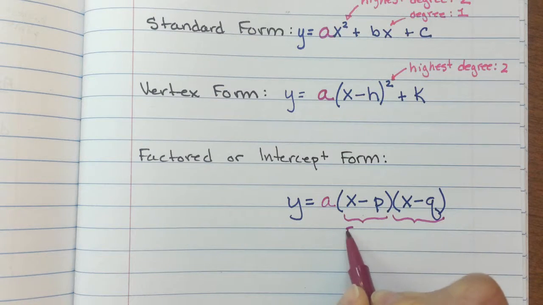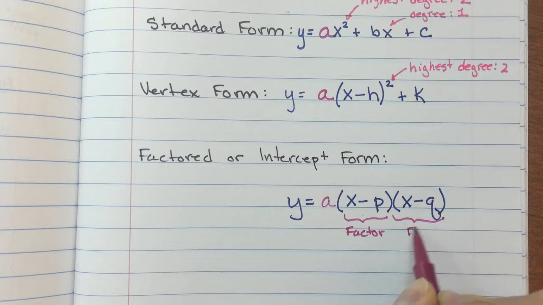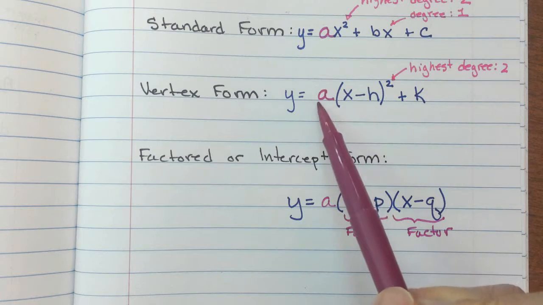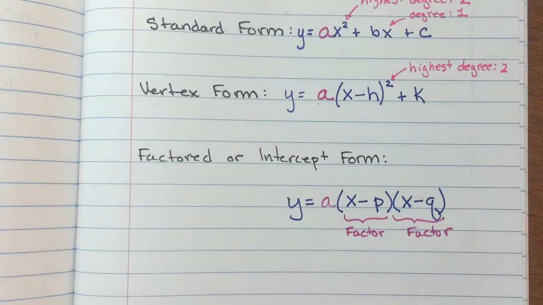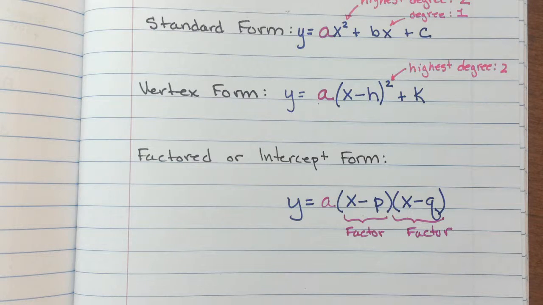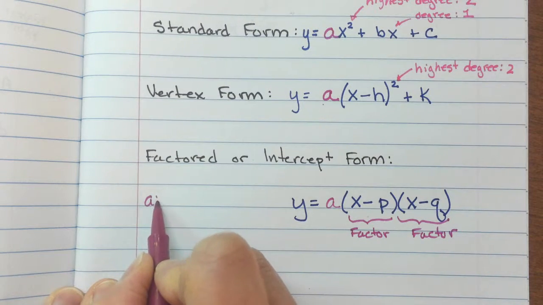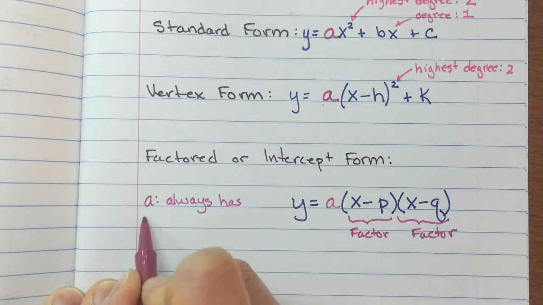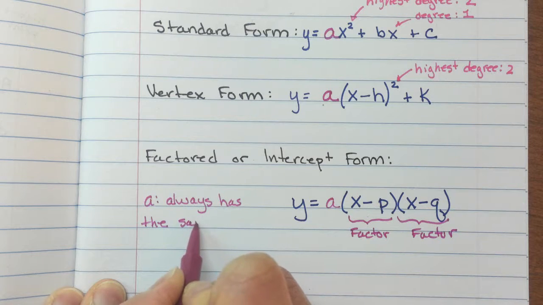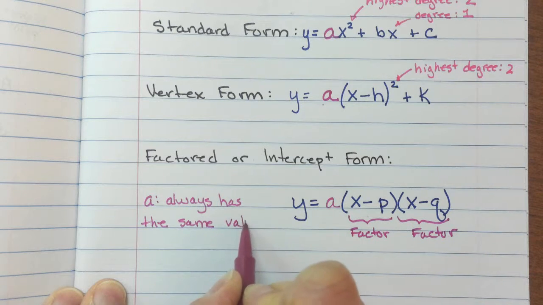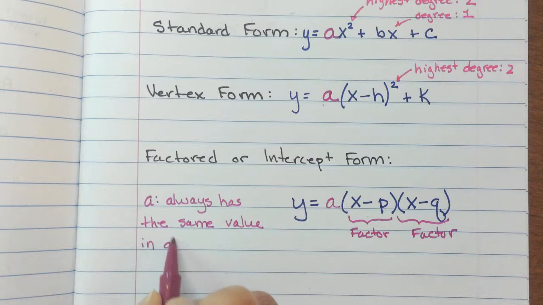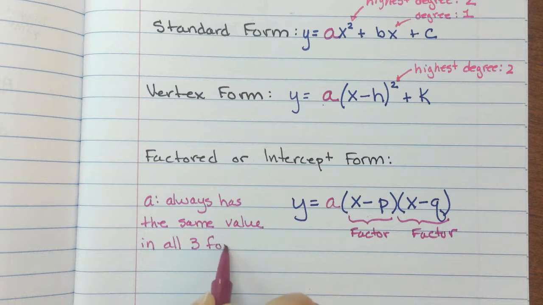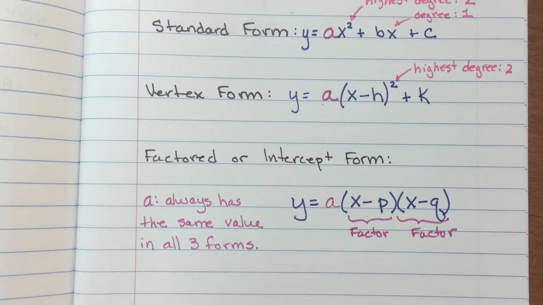So let's write this down. This here is a factor, and this here is a factor. I have two factors here. So if you notice, I wrote all of my a's in the same color. That's because a will always have the same value. So here, let's write a always has the same value in all three forms. That's the only thing that's the same.